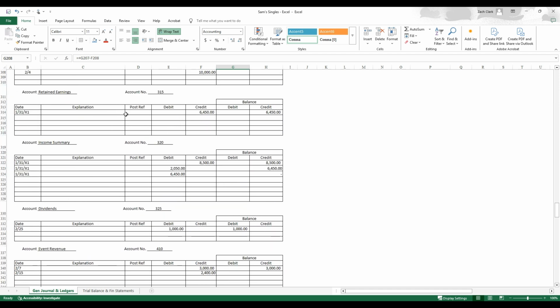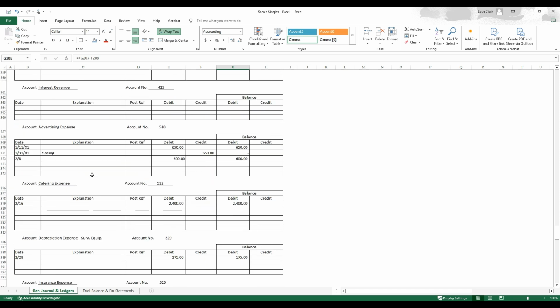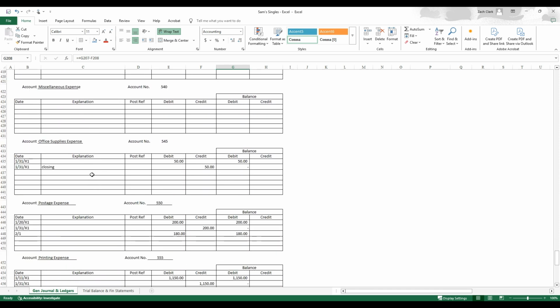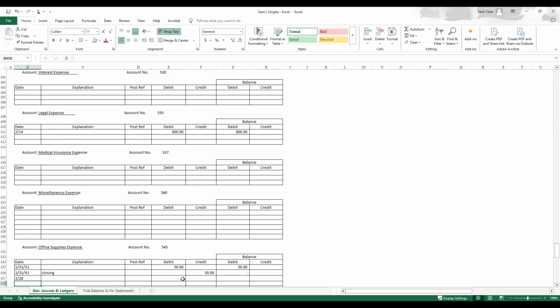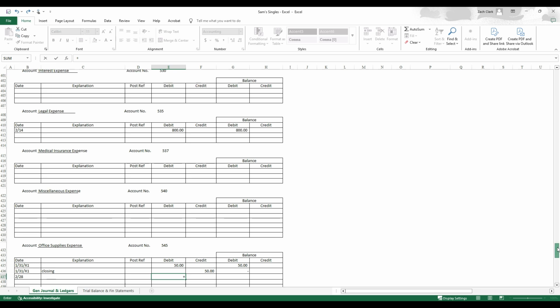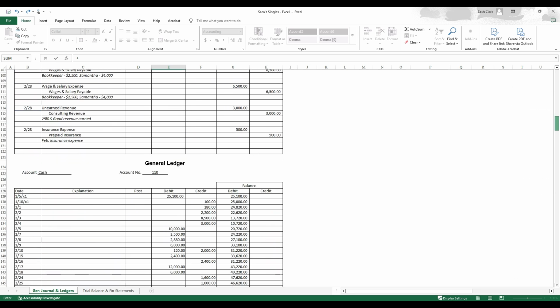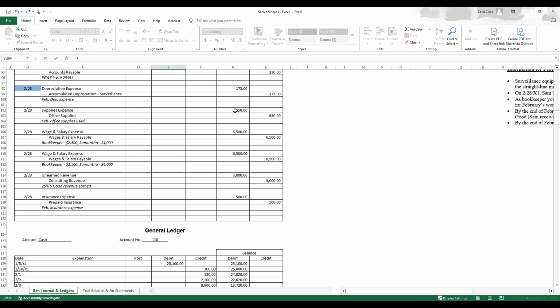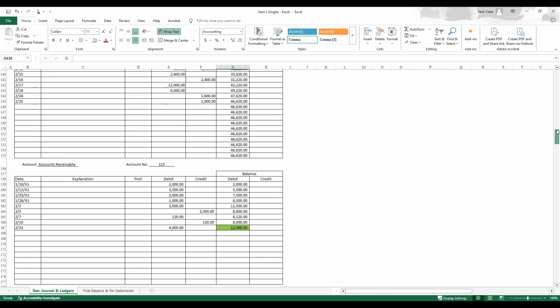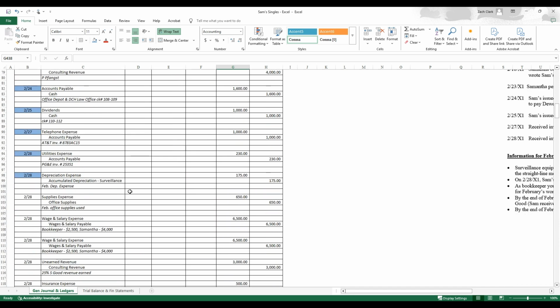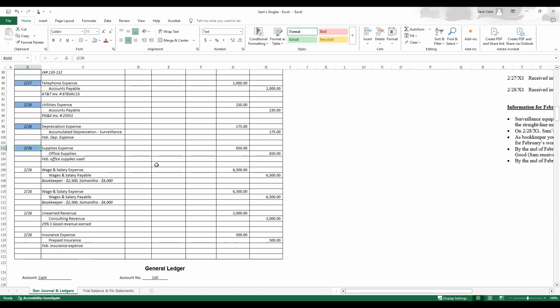And then our supplies expense. Here we go. 28th. I called it supplies expense. It says office supplies expense in the ledger, but we're going to just go with that's all good. 650. Okay. So close. Only a few more to go.